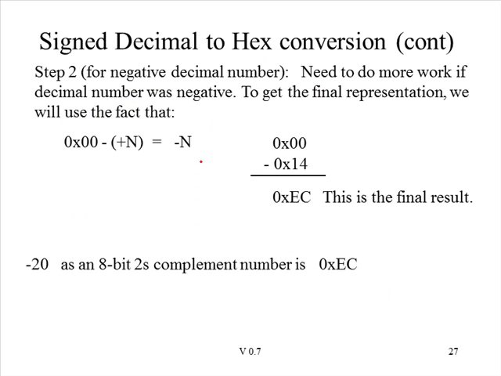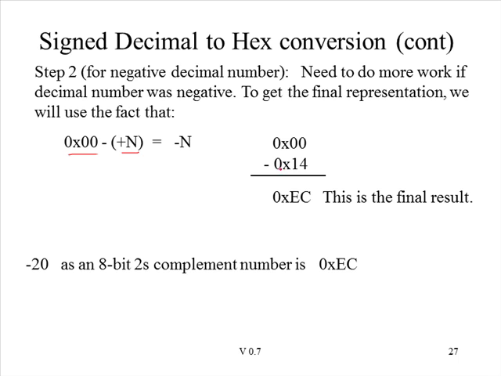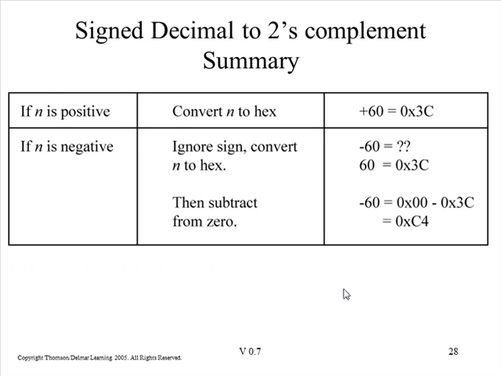If it's a negative number, all you need to do is take that magnitude and subtract it from 0. So we had 20 was a hex 14. To get a negative 20, we simply say 0 minus hex 14. We do the subtraction and we will get EC. That will be the 2's complement representation of a minus 20.